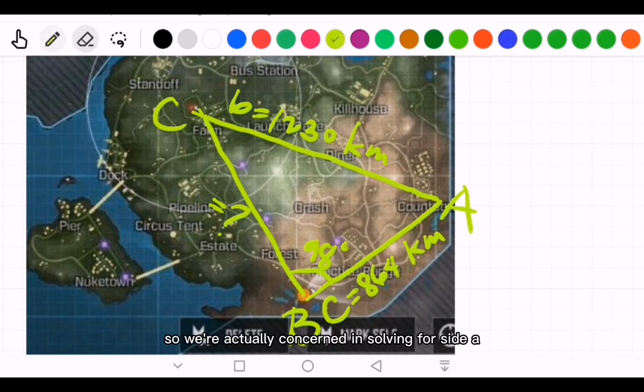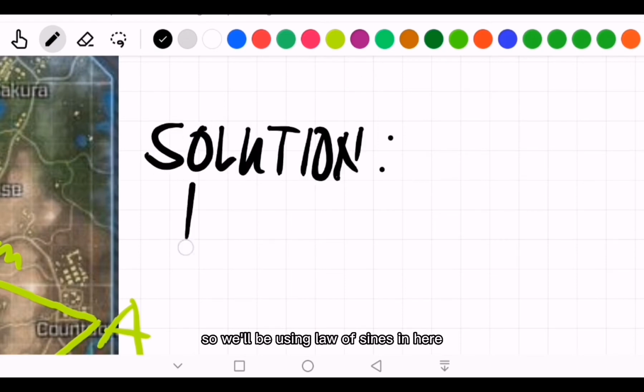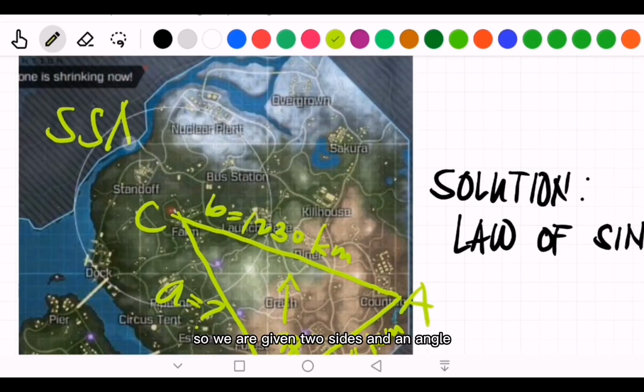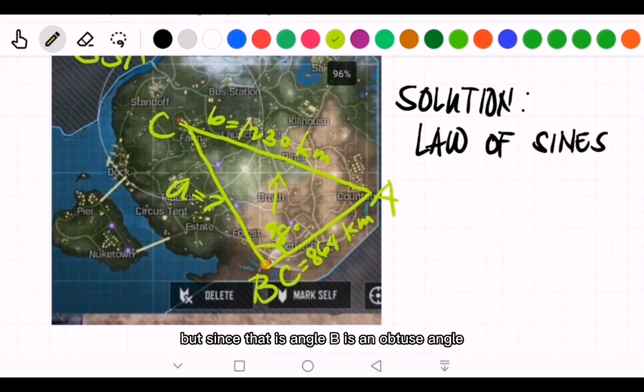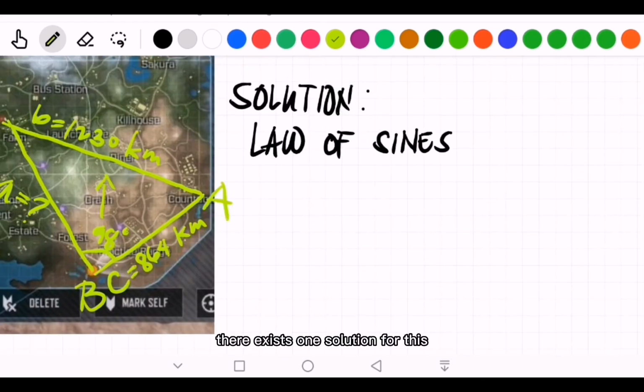So we're actually concerned in solving for side A, since we have here a pair of an angle and its opposite side. Therefore, in our solution, we can actually use the law of sines. So we are given two sides and an angle, which is an ambiguous case. But since angle B is an obtuse angle and its opposite side B is greater than side C, then there exists one solution for this.